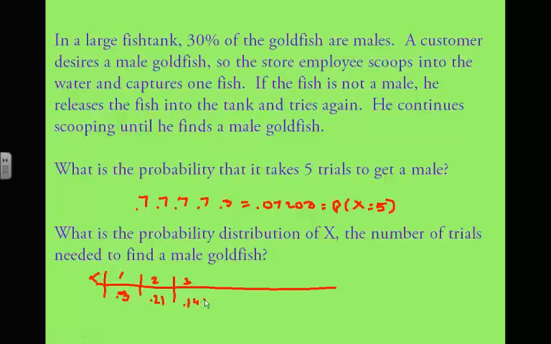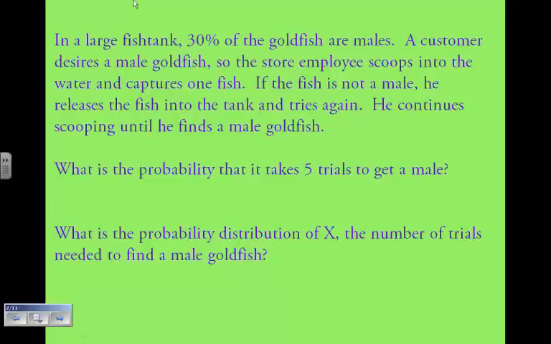And you could keep doing this on and on for 4 trials, for 5 trials, and so on. And the question is, when do you stop? Could you just keep going forever? Because that would take forever. In this scenario, we don't know when to stop. We're going to stop when we get a male goldfish, but we don't know how long that's going to take. It could take 5 trials, it could take 1 trial, it could take 20 trials. We just don't know. So that's the distinction between this type of distribution and what we did before with binomials.